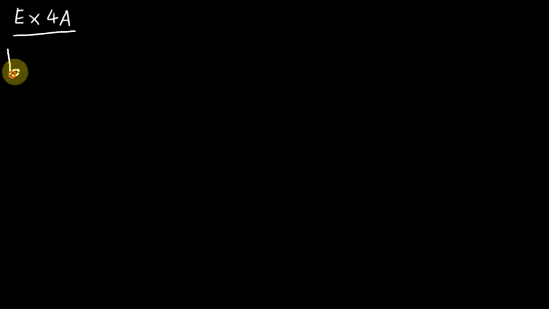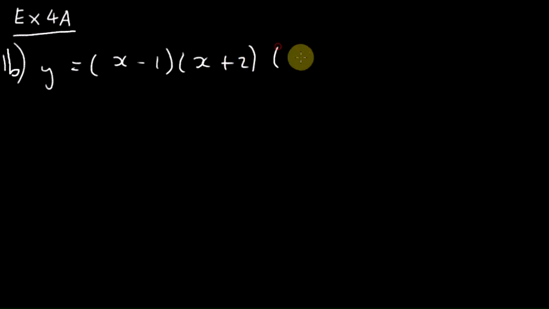Welcome to question 1B, where they want us to sketch the following: x minus 1, x plus 2, and x plus 3. Step 1 was to put y to 0 and solve for each of these individually. Focusing on this one first, x is going to be 1. So x equals 1.